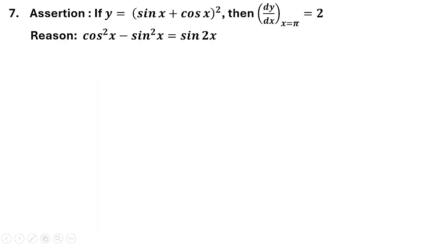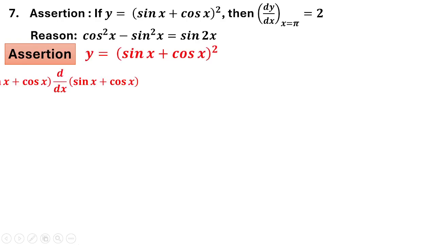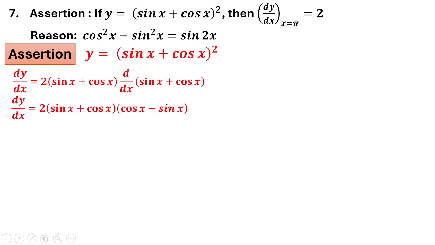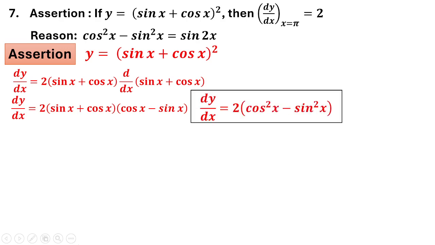Go back to question number 7. Assertion is given as y is equal to sin x plus cos x the whole square. Then the derivative at x is equal to pi is 2. Now let us try to differentiate it. Normal differentiation. Then we are simplifying it and keeping it ready. And then we are substituting.